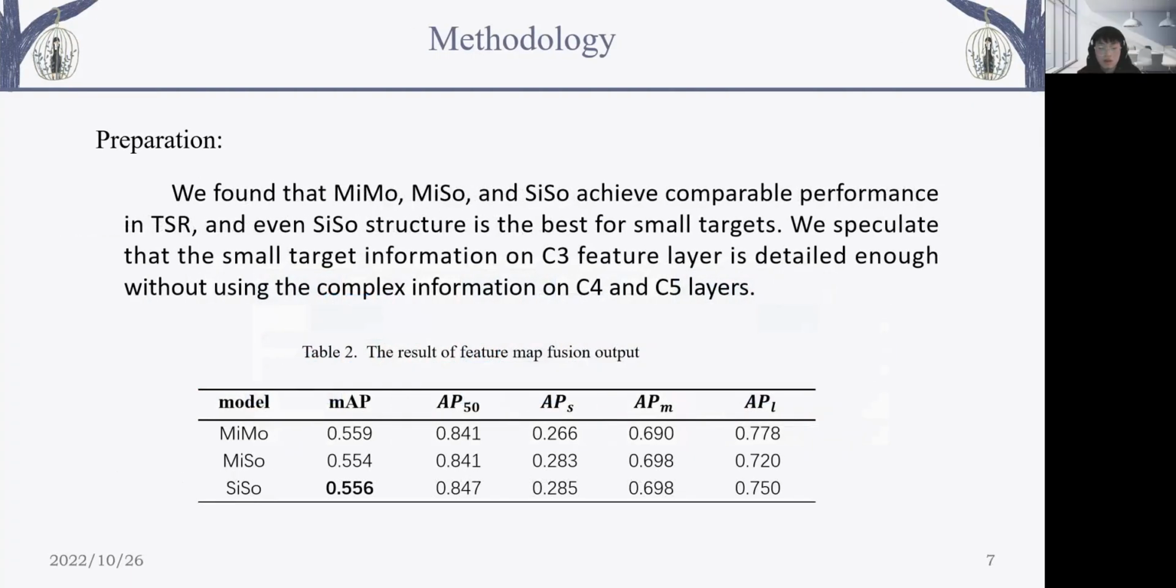There the results of our exploration are shown in table 2. And we found that MIMO, MISO, and SISO achieve comparable performance in TSR. And even SISO structure is the best for small targets. We speculate that the small target information on C3 feature layer is detailed enough, without using the complex information on C4 and C5 layers.